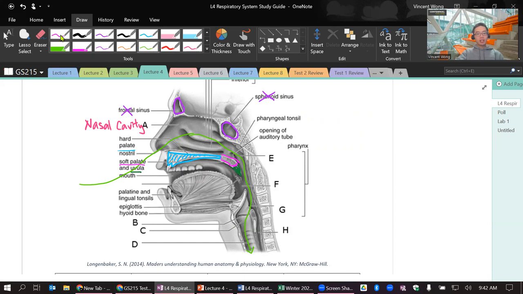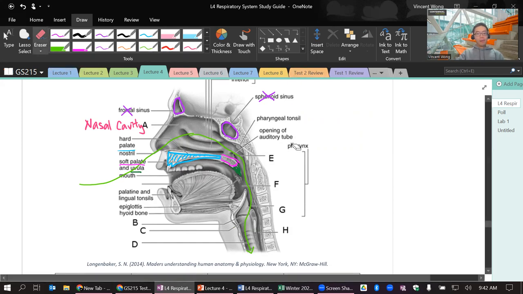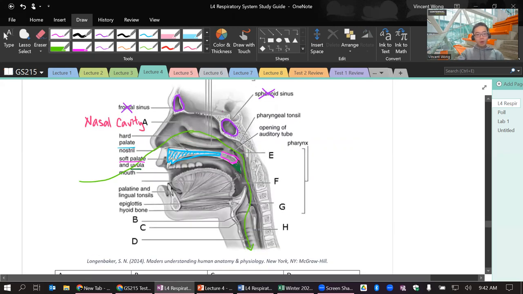Let's label some of these things, okay? Over here, E is pointing at this opening right here. That opening is how you get to the back of the throat from the nasal cavity. We call that the nasal pharynx. Okay. Pharynx is just the back of the throat. We can just call it throat. So you can go into the throat through the nose, and the opening that leads into it is called the nasal pharynx.